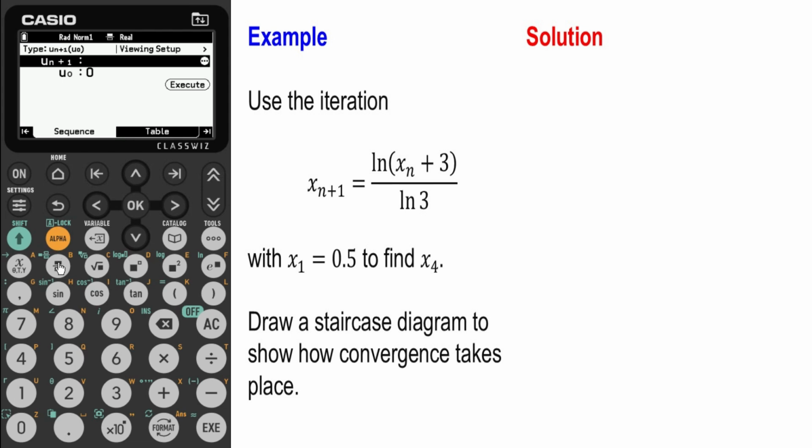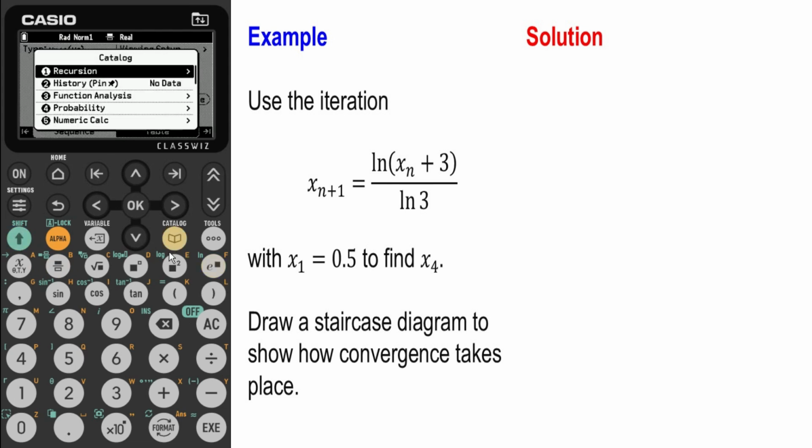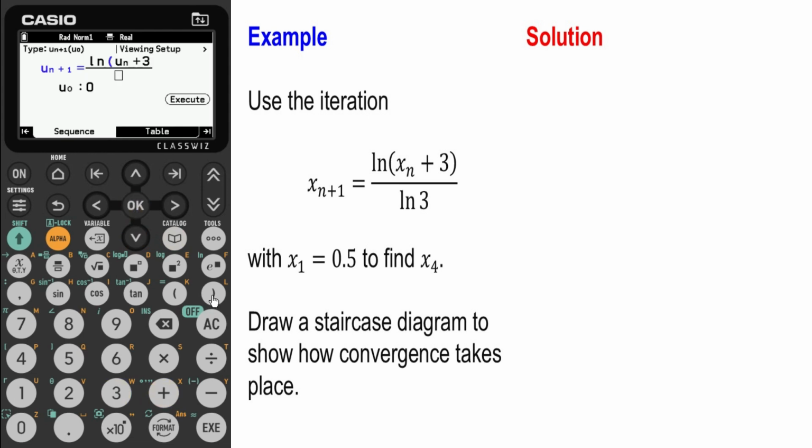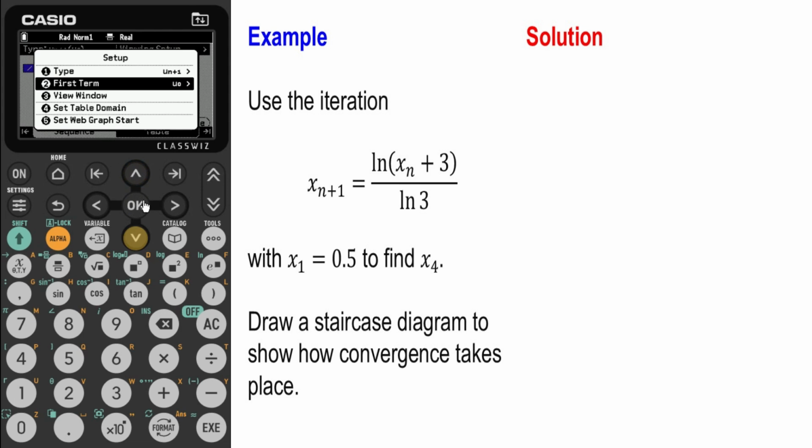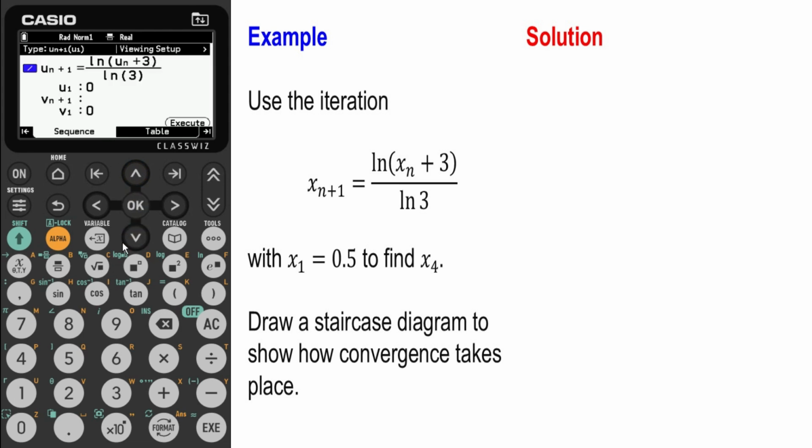Let's key in the iterative formula. We have the natural log of (u_n plus 3) over the natural log of 3. We don't have u_0, instead we've got u_1, so let's go to viewing setup. The first term is u_1, which is equal to 0.5.